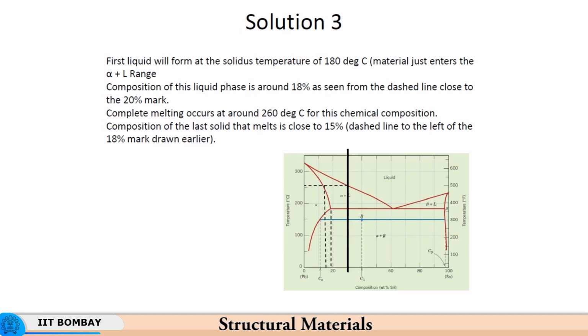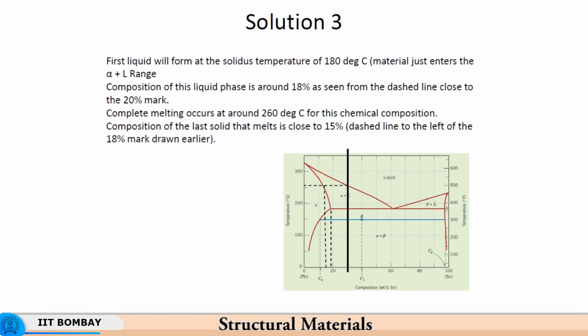Complete melting occurs at 260 degrees centigrade. For example, here you see that this is the melting temperature, 260 degrees centigrade roughly, and the composition of the last solid that melts is close to 15%. If you look at the dashed line over here, this tie line intersects the solidus line over here, and this is the chemical composition of the solid that melts last. So, when it is melting, this is the last solid melting.